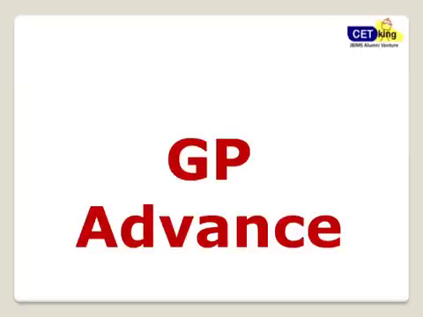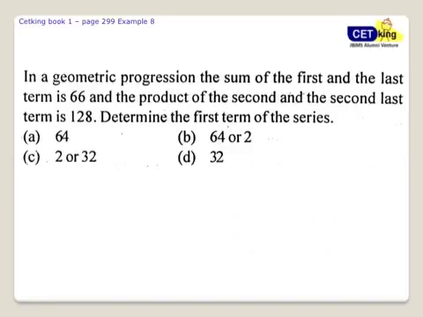Alright, now we'll move to the thoda advanced question in which you have to use your brains as well as the formulas. In a GP series, the sum of the first and the last term is 66 and the product of the second and the second last term is 128. Find the first term of the series.